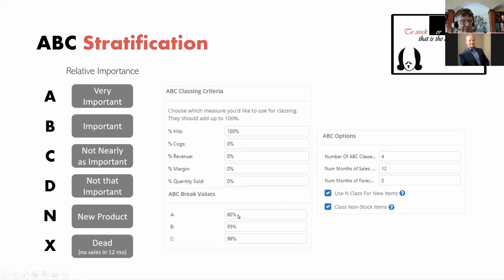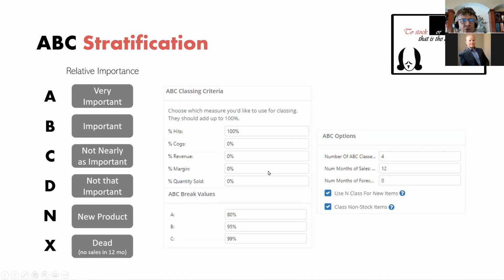Furthermore, you can decide for my A's, in this example, the A's represent the top 80% of hits. The next 15%, getting all the way up to 95, belong to the B's, and then 4% belong in the C's, and the last 1% of an item's contribution to the hits are the D's. But what happens most often is the number of SKUs in the D category outweighs many of the other categories, or at least that seems to happen often. And then lastly, you get to determine how many categories are in the ABCs. In this case, it's 4, so we go A through D.